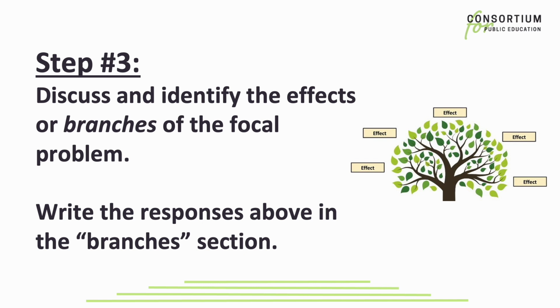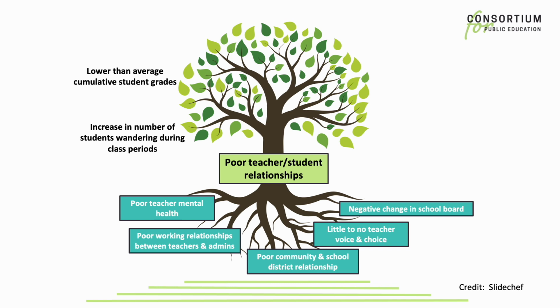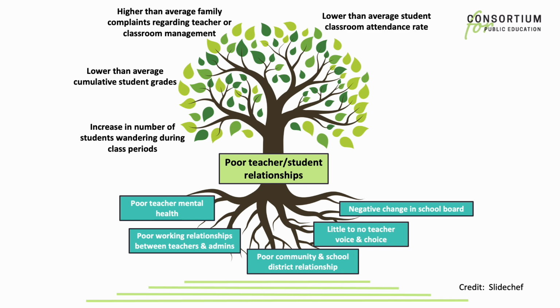Our final step as a team is to discuss and identify the effects or the branches of our focal problem. Those responses are then written above in the branches of our tree. For our example, our team identified the following effects: an increase in the number of students wandering during class periods, lower than average cumulative student grades, higher than average family complaints regarding teacher or classroom management, lower than average student classroom attendance rates, and finally, an increase in behavior issues in terms of high suspension and detention rates or the number of students that are being sent to the office on a daily basis.